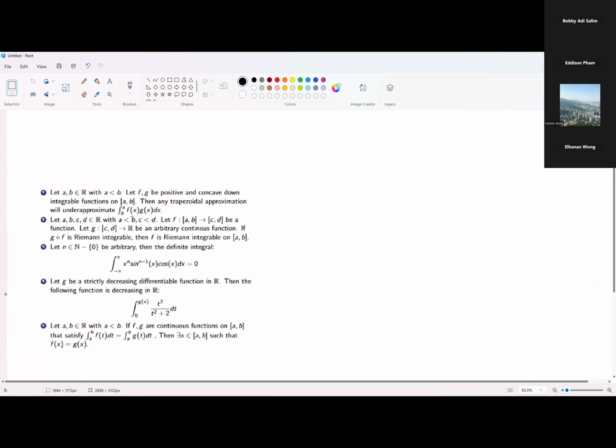Next question. I think you guys can read this. We define f as some arbitrary function from [a, b] to [c, d], and g to be an arbitrary continuous function from [c, d] to the real numbers. If we compose g of f, and this composition is Riemann integrable, then f is Riemann integrable on [a, b]. So is this true or false?